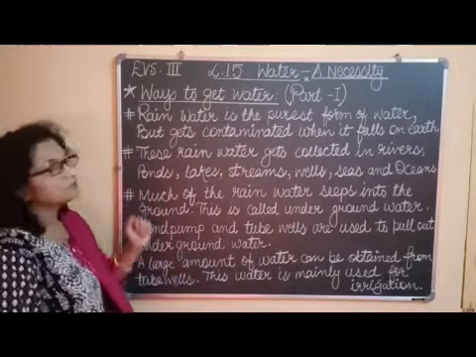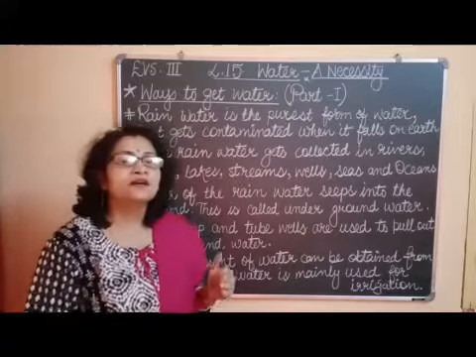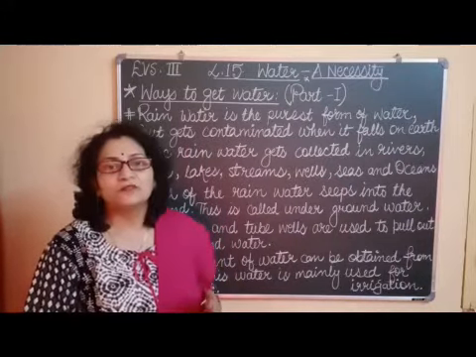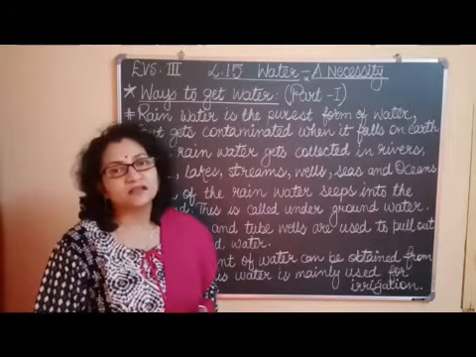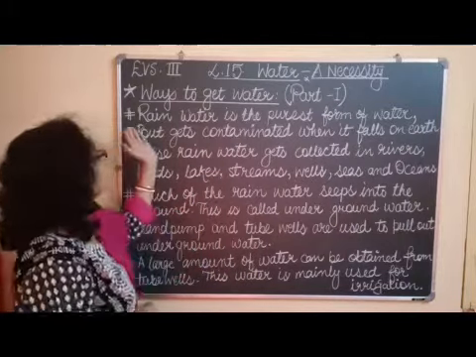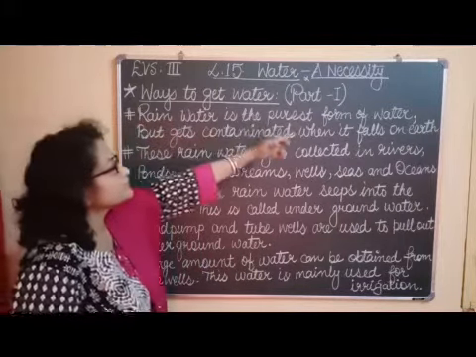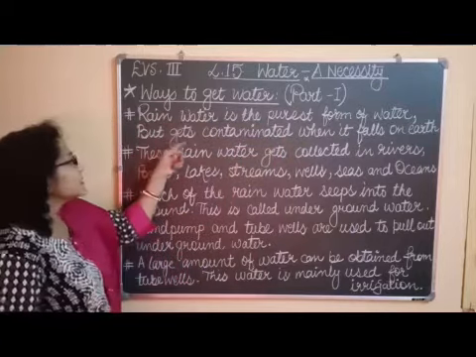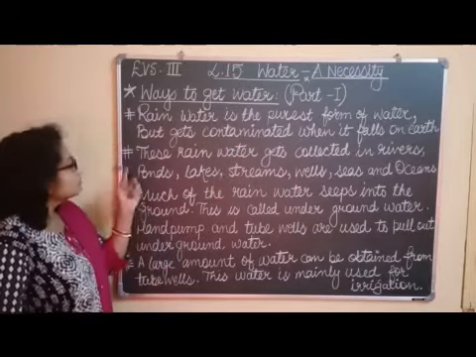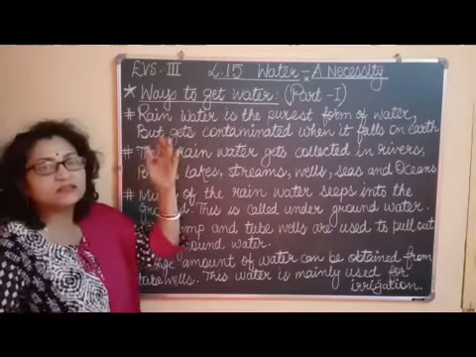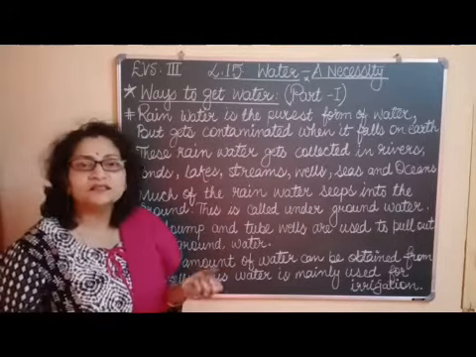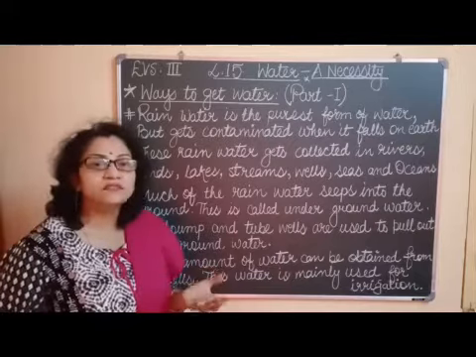Now here, children, you should know one thing. You must know that rainwater is the purest form of water. But yes, when it falls on the earth, it gets contaminated and thus becomes impure. So, rainwater is the purest form of water but gets contaminated when it falls on the earth. Right? When this rainwater is coming down to earth, it gets mixed with dirt and dust, and thus it gets contaminated and becomes impure.